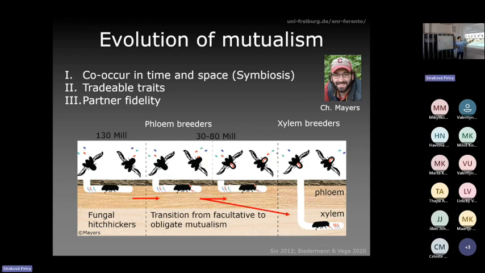And then at some point, first maybe it was just stuck on, but then the beetles evolved the organs to transmit the fungus. Yeah, and at some point this fungal association also allowed the beetles to go into the much less nutritious xylem, where they cannot live without fungi.